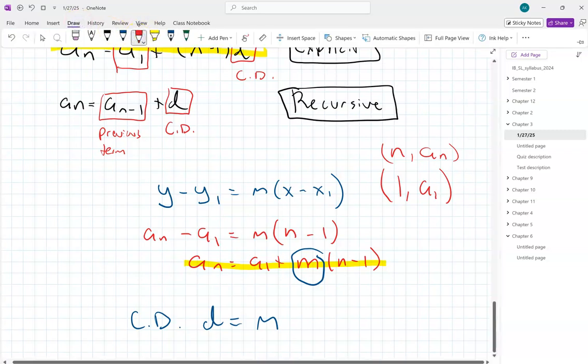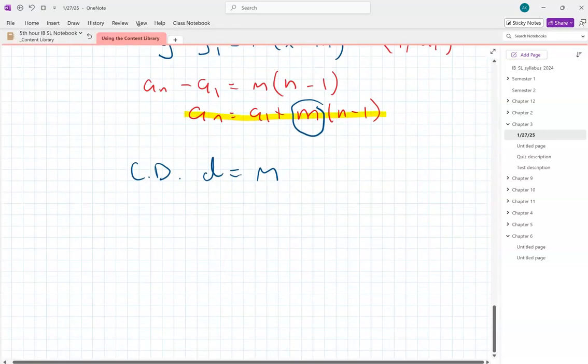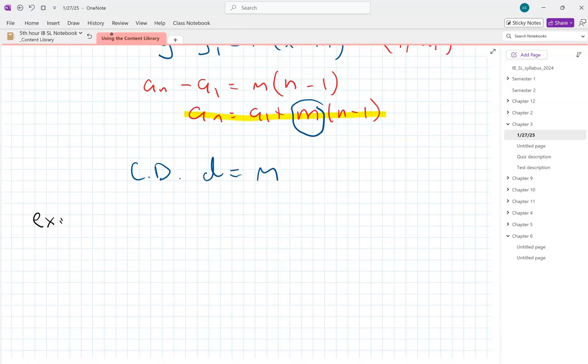All right, so let's take a look at some sequences, showing you how to determine whether a sequence is arithmetic or not, and then how to find the formula for it and all that kind of jazz, okay?